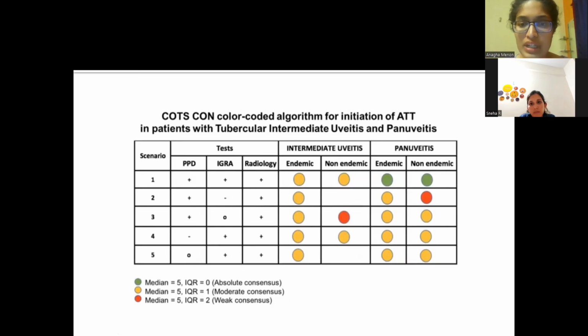Now, coming to intermediate uveitis and panuveitis. Intermediate uveitis does not warrant, see the circle is yellow, that means you don't need immediate treatment. You can wait and watch, right? But green mandates spot treatment. You have to give the treatment immediately. So what is this? Panuveitis. Panuveitis means the whole uvea is involved, irrespective of whether the patient is from an endemic area or non-endemic area. See, all these three are positive, and the patient is from an endemic or non-endemic area. That means you need to give the treatment on the spot. Okay, it's very simple. It's a very useful color-coded algorithm.